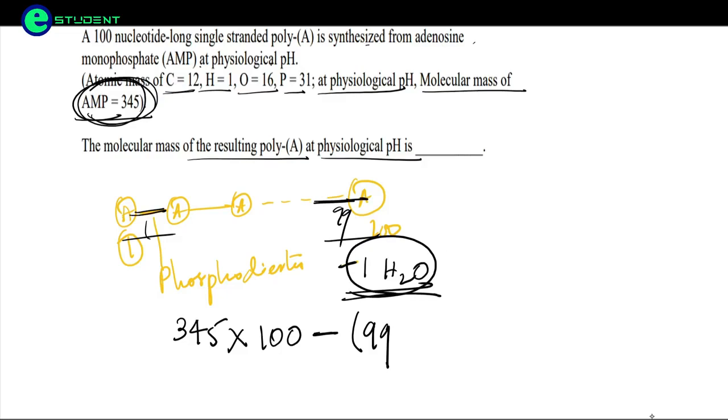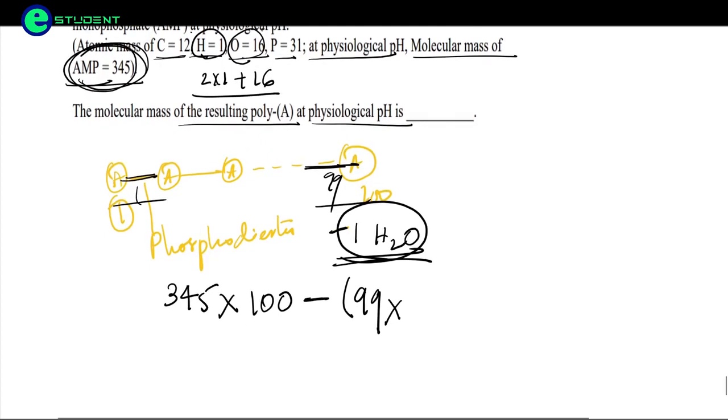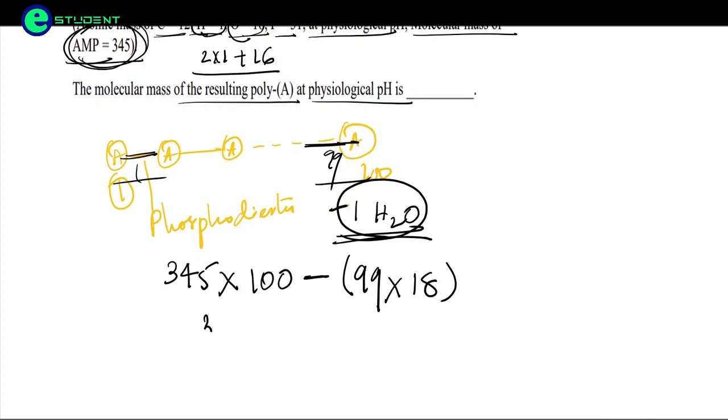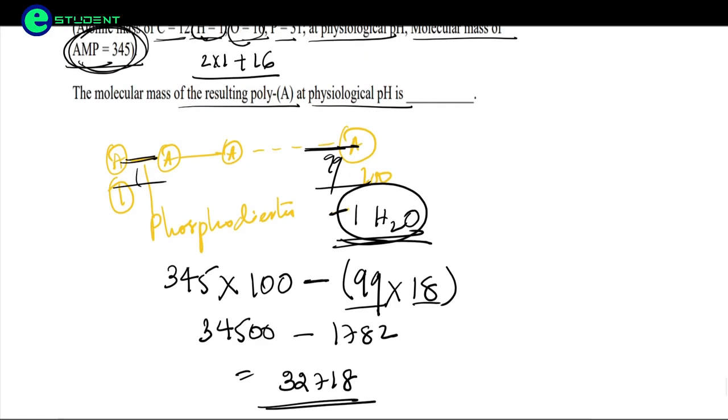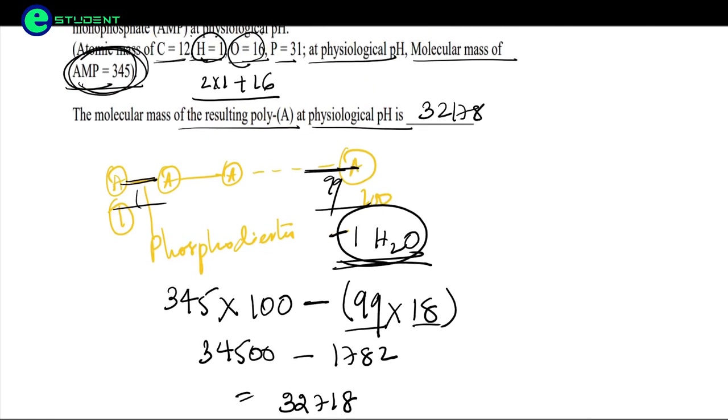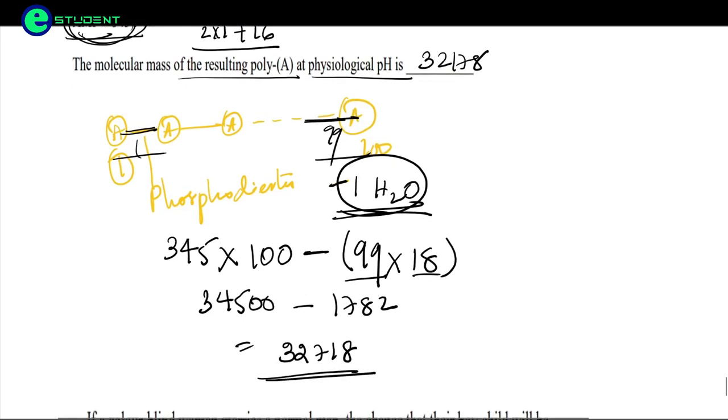Okay, and what is the molecular mass of water here? Here it is 1 and here it is 16. So 2H we are having, 2 into 1 plus 16, which is going to be 18. So here we will be getting 34500 minus 99 into 18, which is 1782, which will be equal to 32718. Okay, this is going to be 32718. Yeah, coming to the next question.